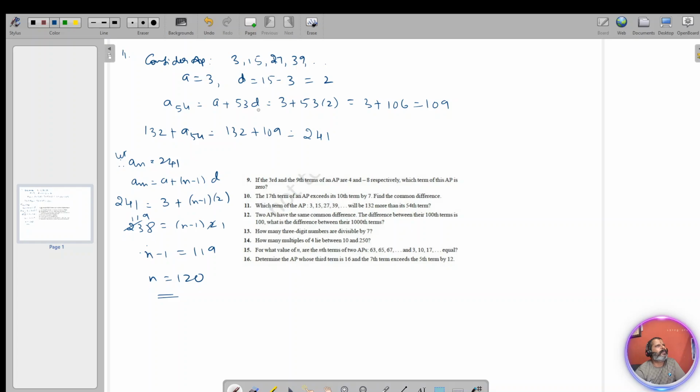A54 is A53 plus d. 3 plus 2 3 is 6, 2 5 is 10, 106 plus 9, 109. 132 more than its A54. 53 d plus 3 plus 2. I think it should come properly. I don't know why.